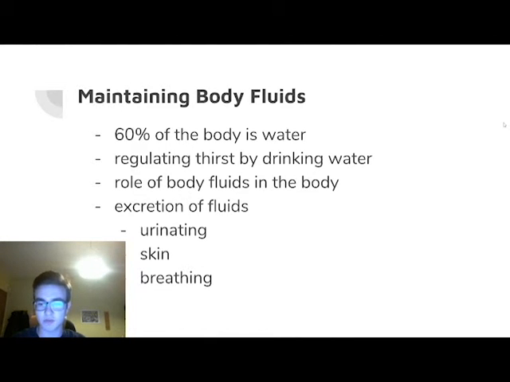Some functions of body fluids include digestion, absorption, circulation, creation of saliva, nutrition transportation, and maintenance of body temperature. And the way we lose excess fluids after we use them is, first of all, and most importantly, urinating. Second, through sweating. And the least significant way of losing body fluids is breathing, through the humidity of the air we breathe out.